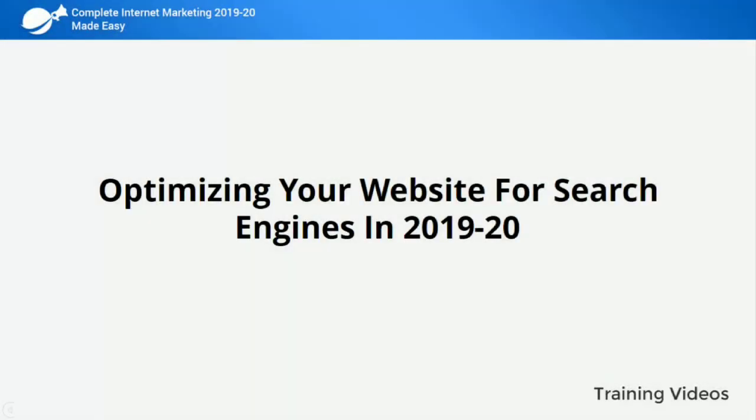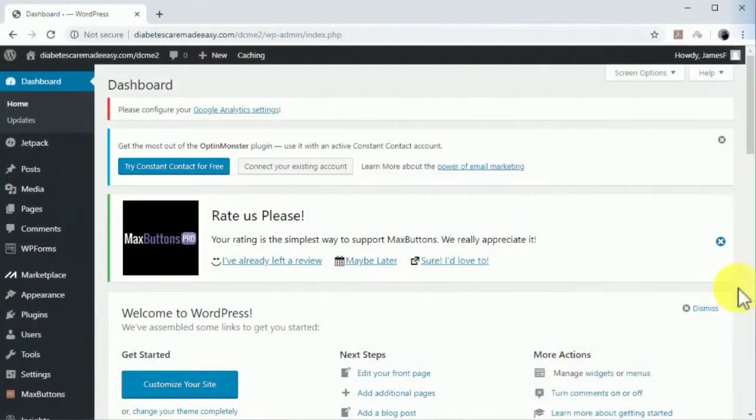Optimizing your website for search engines in 2019 and 2020. Hey there, everyone. Complete internet marketing is all about enhancing your brand's online presence so you can generate more traffic, leads, and sales. And it all starts by optimizing your website for search engines. In this lesson, we are going to show you how you can optimize an existing website from scratch.